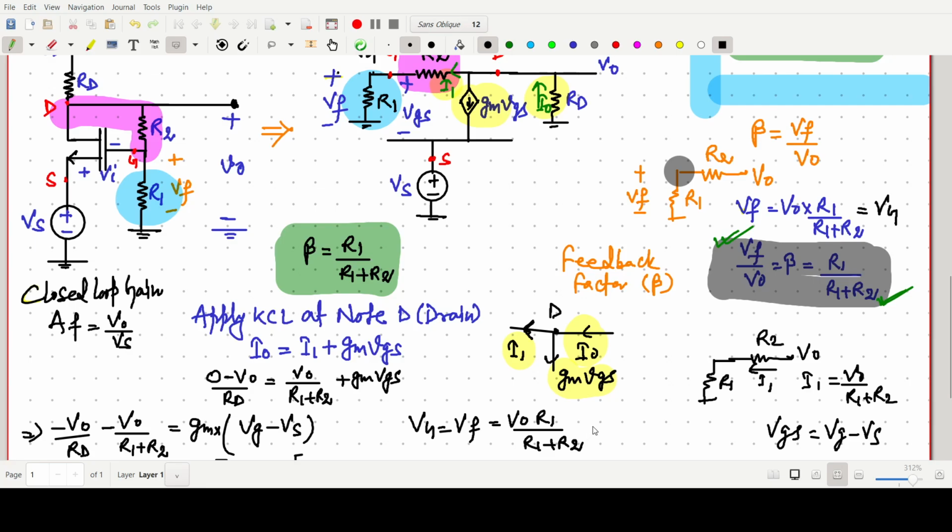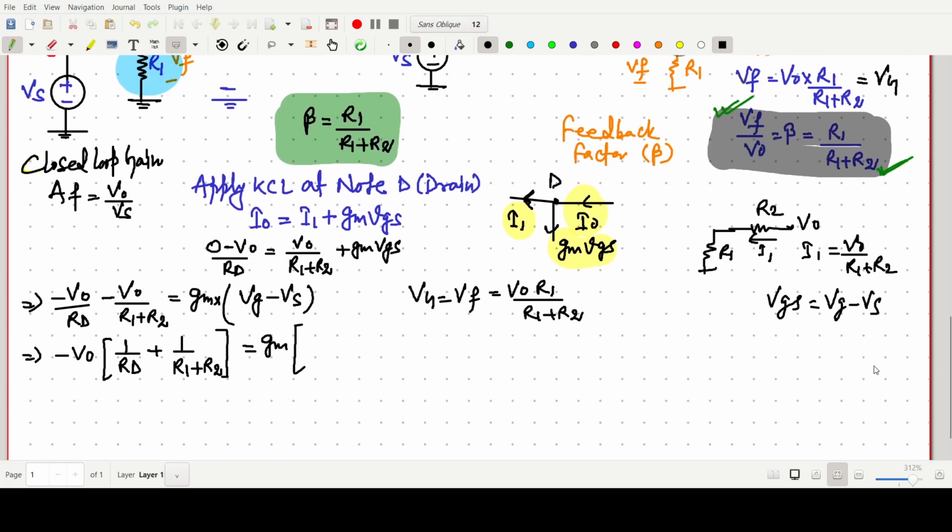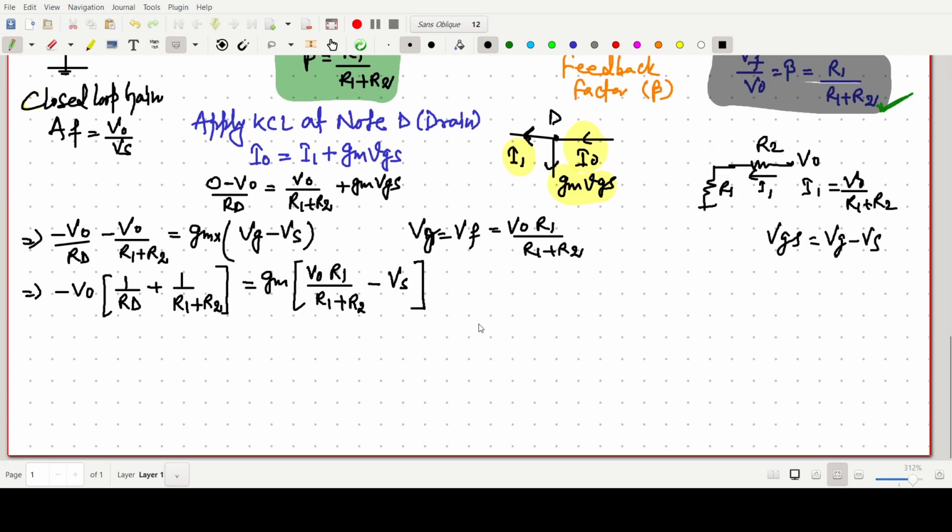Very simple concept of network. So instead of VG, we can write V naught R1 by R1 plus R2, and minus VS. VS is simply the source voltage. So you have to make it like this. Now there is a relationship between V naught and VS, which we have to find. Is it okay now?